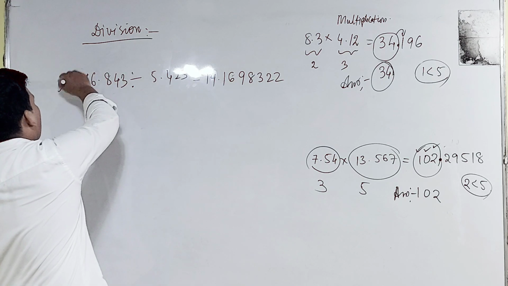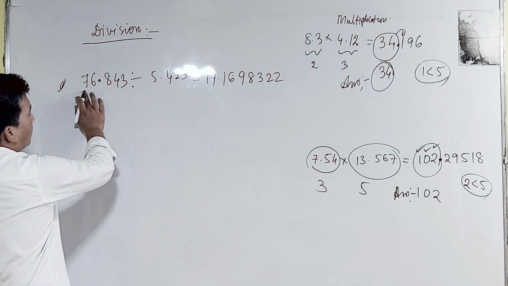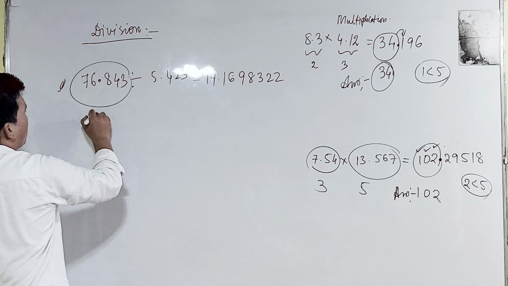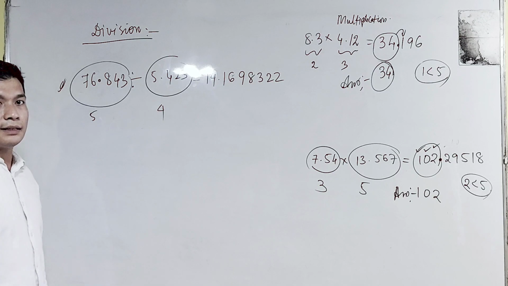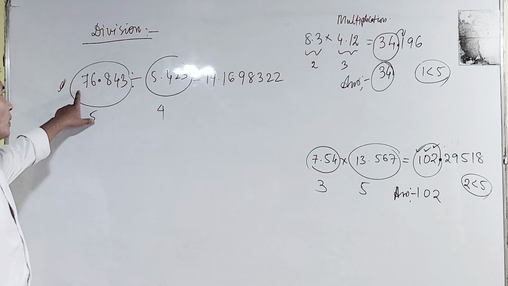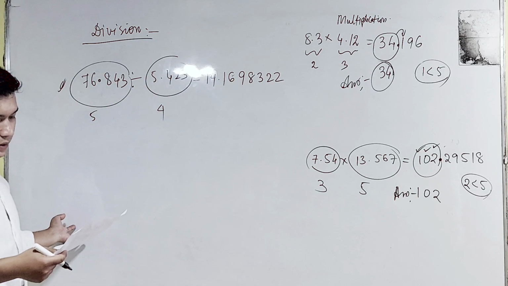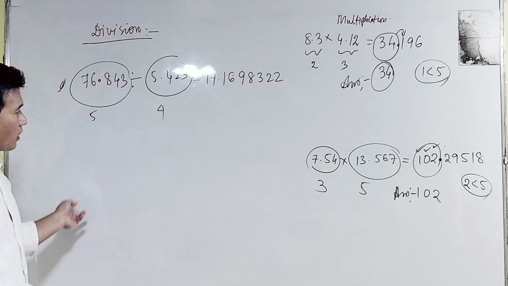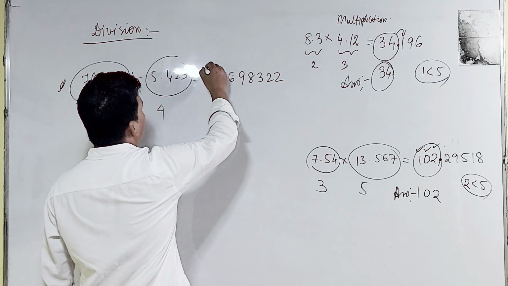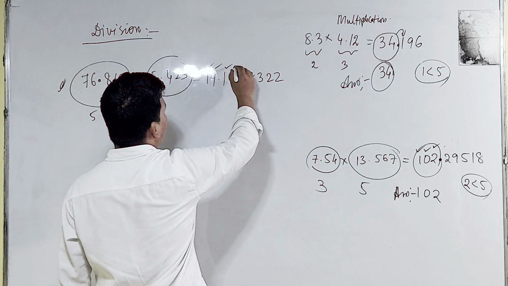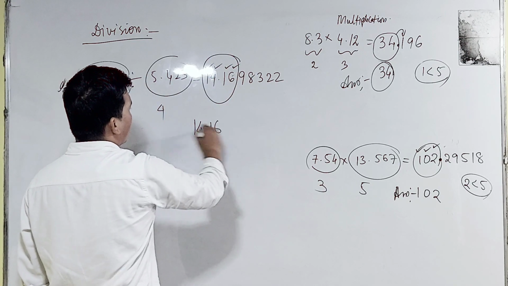Next, we will take division. How many significant figures are here? 76.843. So this has 5 significant figures. This has how many significant figures? It has 4 significant figures. Our answer will also have 4 significant figures. This 1 will be considered, 4 will be considered, 1 will be considered, 6 will be considered. So 14.16 will be our answer.